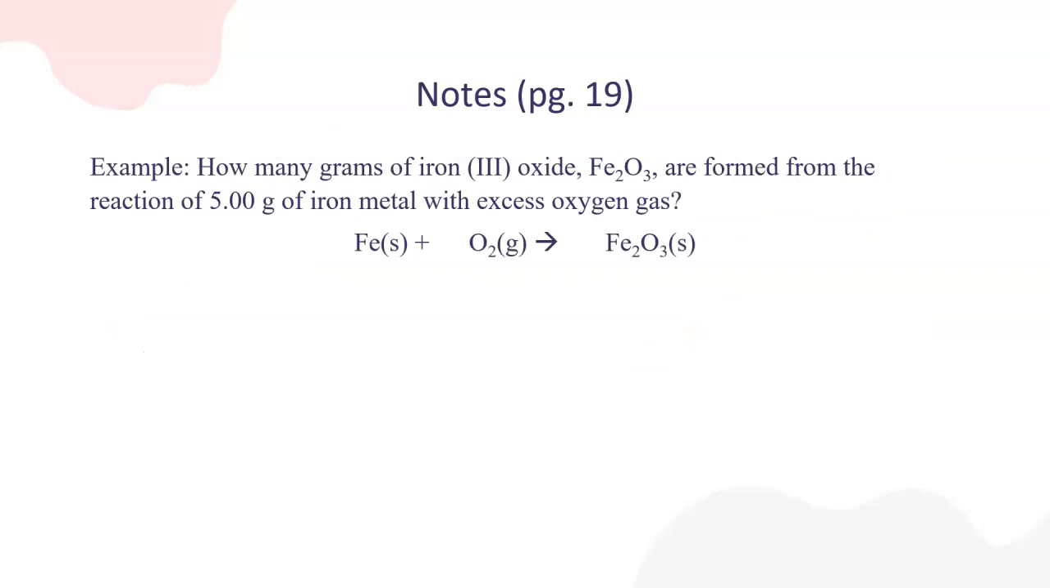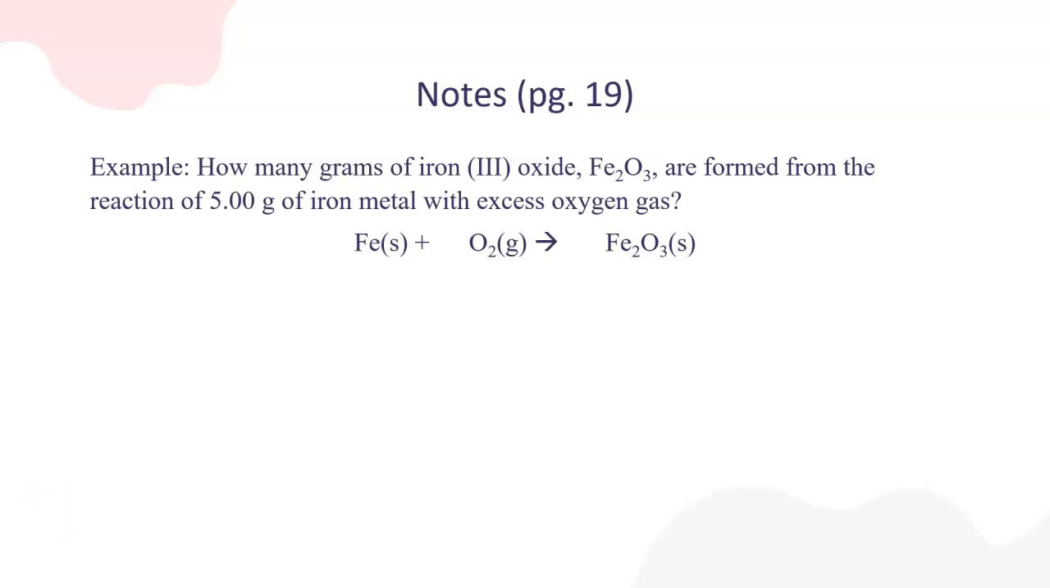So another example, we're going to use a BCA table for this one, so we're practicing. How many grams of iron 3 oxide are formed from the reaction of 5 grams of iron metal with excess oxygen gas? When we first do these, the one thing we should always check is: is the reaction balanced? Is this one balanced? No. I want you to now take time, and if you're watching, pause the video to balance it now.